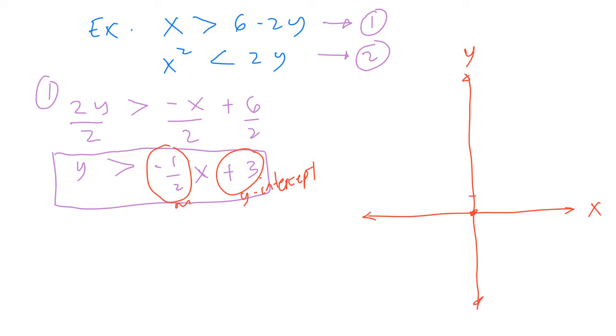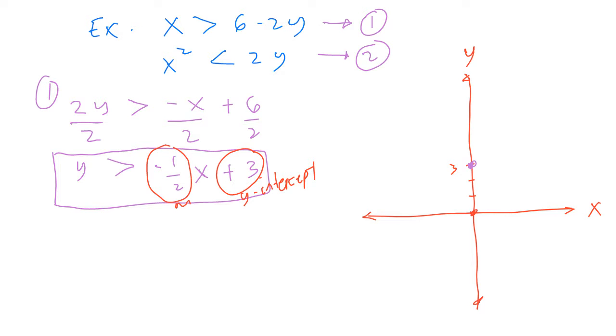So 3, 1, 2, 3. So that would be our first point. So we are at 3 here. And then our rise is -1. So that's the top number there. It's -1/2 for the slope or your m. So the upper part is -1.